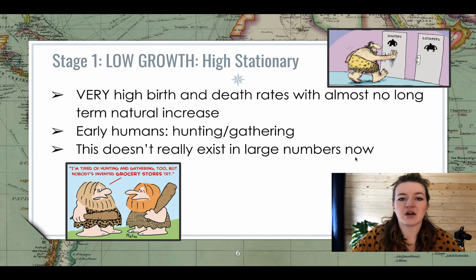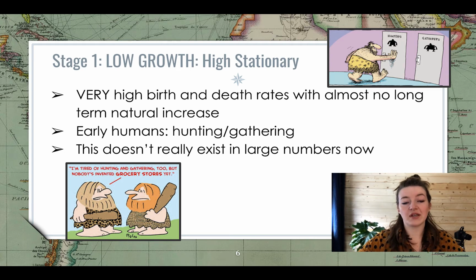So reasons that we have a high CDR during this time: we have very high disease, we have high rates of famine, we have a lot of war or violence. We also end up with very poor hygiene and sanitation. We don't have any health care. If you break your leg, you're probably going to die because there's not a lot of medical intervention to fix that. And we'll talk more about that later on.